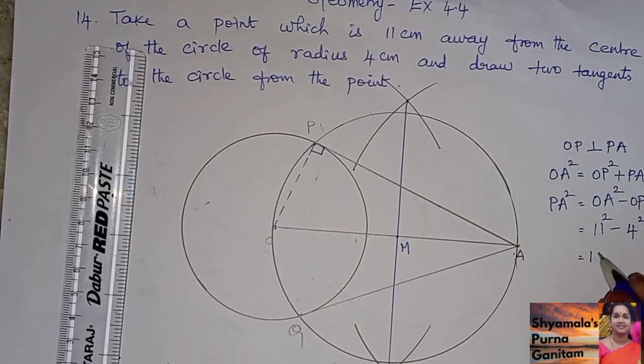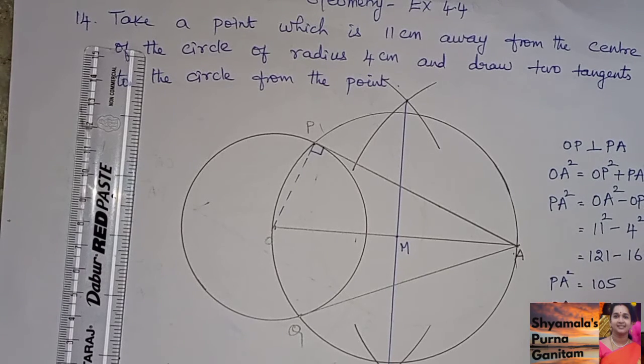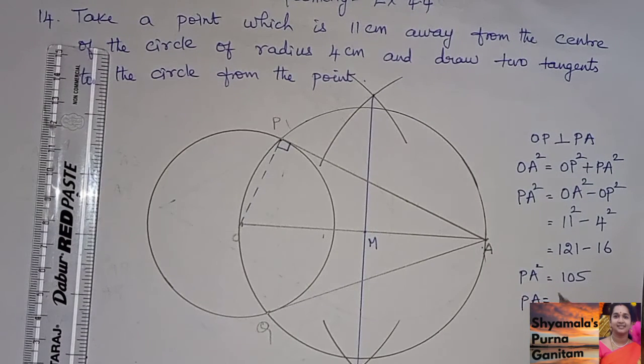So it is 4 squared. 121 minus 16 is 105. PA squared is equal to 105. So PA is equal to root 105, which is approximately 10.2 centimeter. So this is the approximate measurement.